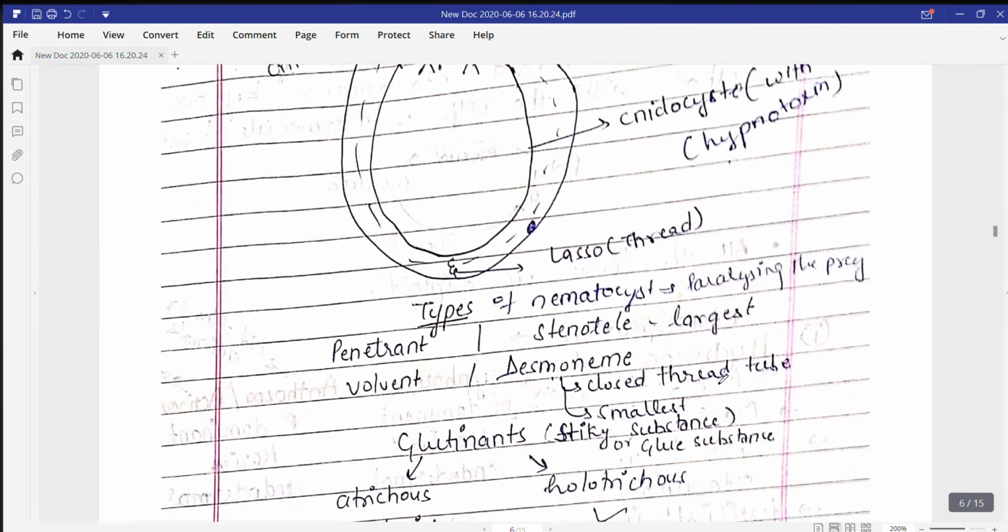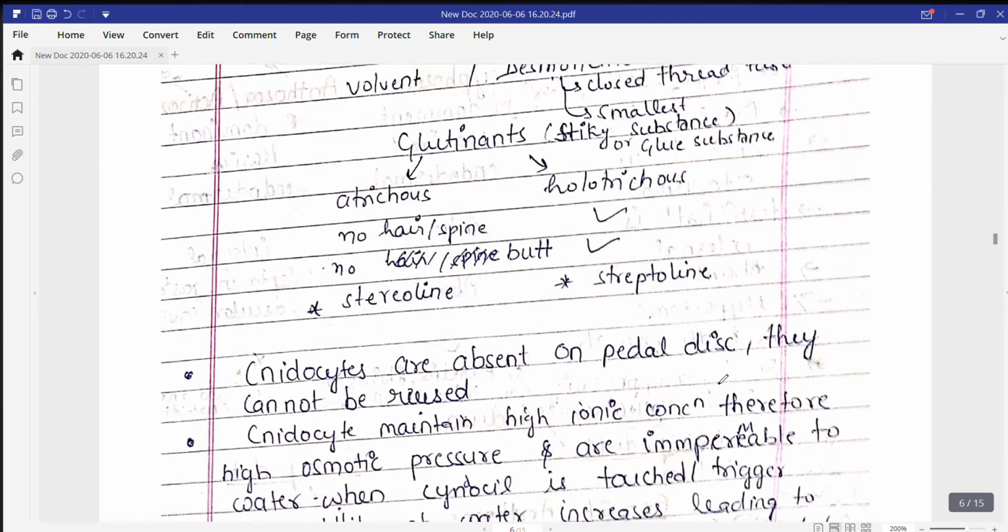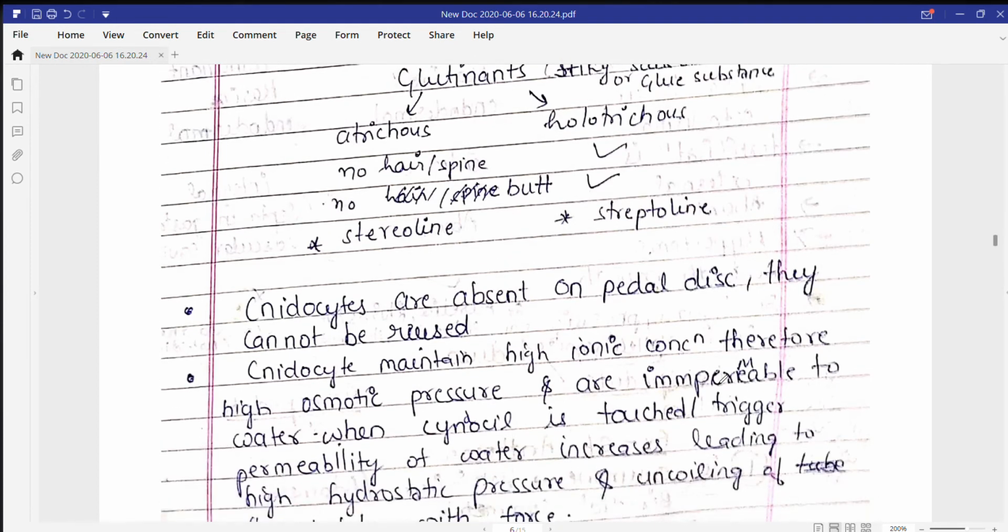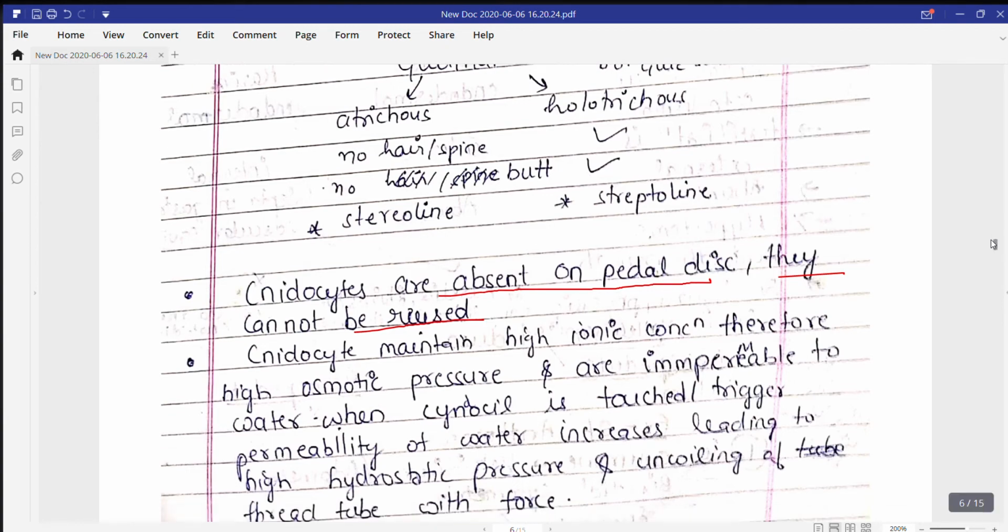The next cells found are cnidocytes, so we'll discuss cnidocytes. Cnidocytes are absent on the pedal disc. The pedal disc is the posterior part, nearer to the foot. At the foot region, or pedal disc region, the cnidocytes are totally absent. Also, once they are formed and used, they cannot be reused. Now I'm going to show you the picture.